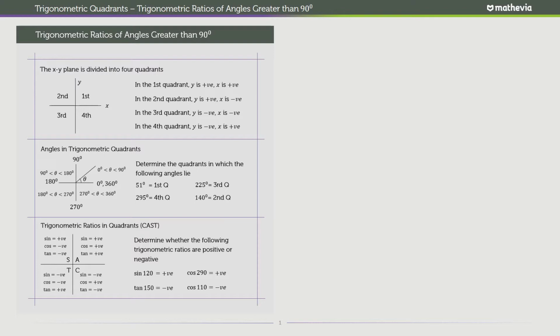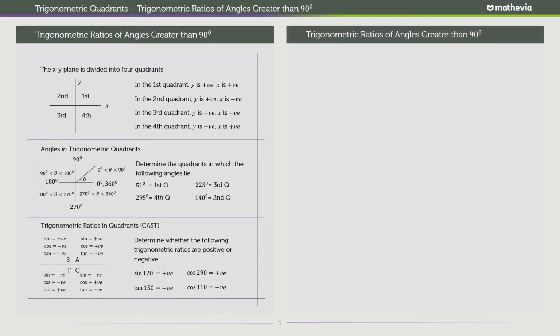Okay, so we've learned about our quadrants. We've learned how to identify the angles in the quadrants. We've learned to determine whether the trigonometric ratios are positive or negative. Now, the one final thing we need to know is how to get the actual values. We know that sine 120 is positive, but positive what? Or tan 150 is negative. Negative what exactly? So the actual value of the trigonometric ratio.